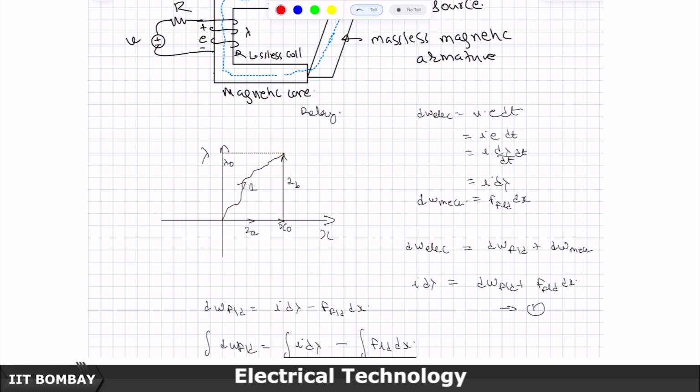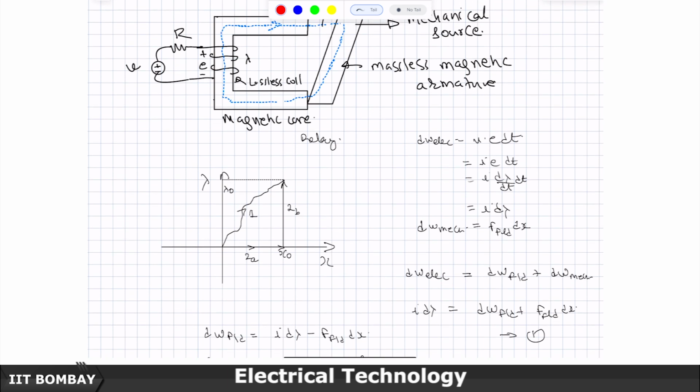So, though the actual machine may have gone through this path, for the sake of calculation I can take any other path which comes back to this. You could even take a path like this and come back. Even then your calculations are not going to be different. This is what is meant by an integral which is path independent, which corresponds to conservative fields, where the energies depend only upon the initial state and the final state and are independent of the path through which we went.